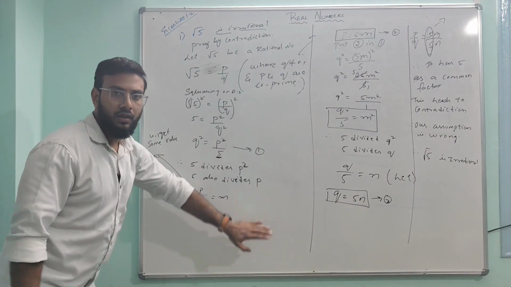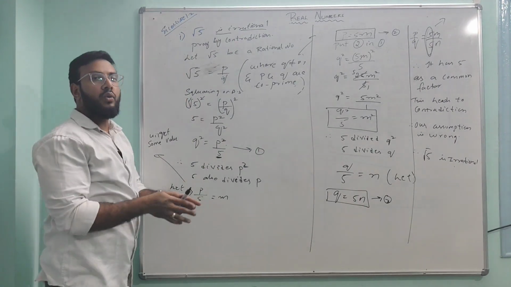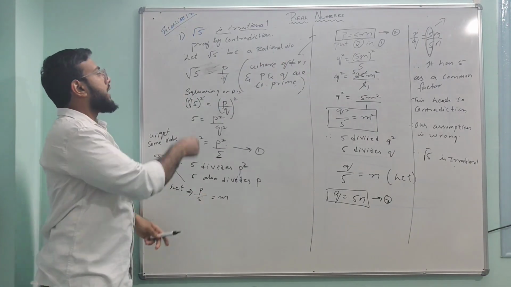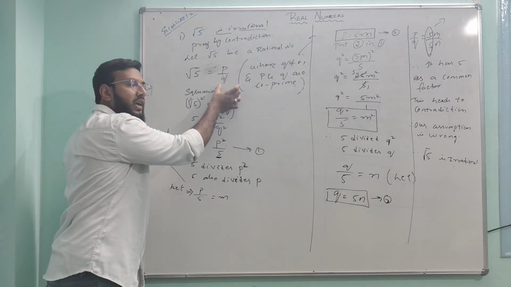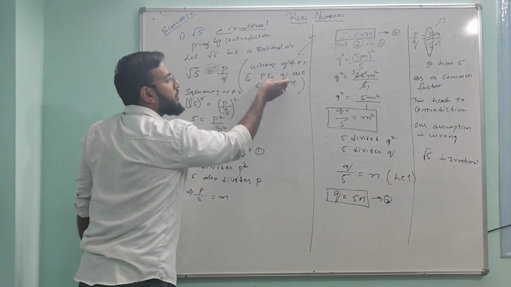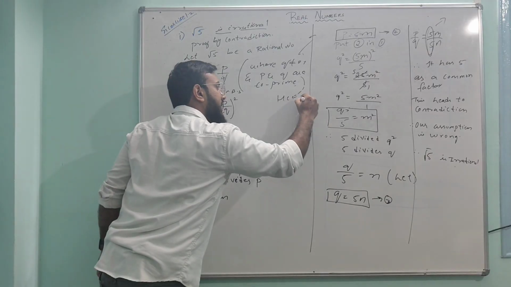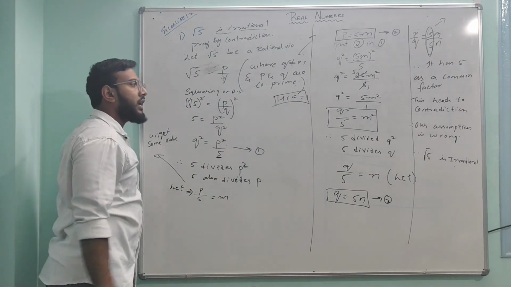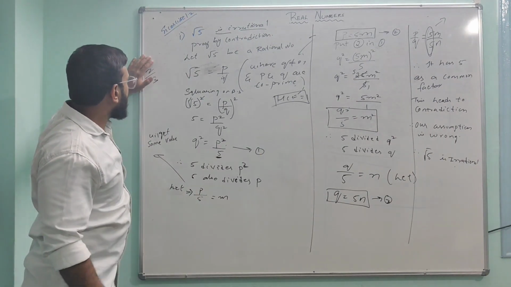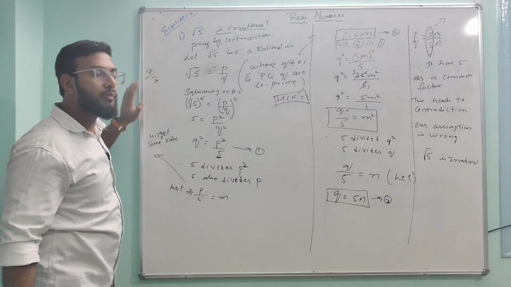Let me quickly tell how to solve this within a minute. First, we will prove root 5 by contradiction. Let root 5 be a rational number, in the form of p by q, where q is not equal to 0, and p and q are coprime. Coprime numbers are those which have HCF 1. For example, 2 and 3 have HCF 1 because both are prime numbers.